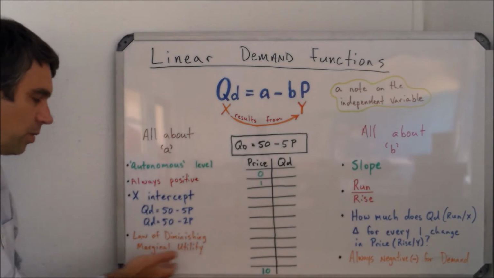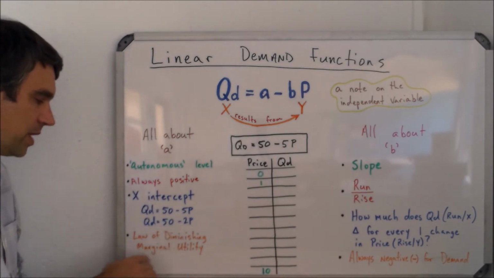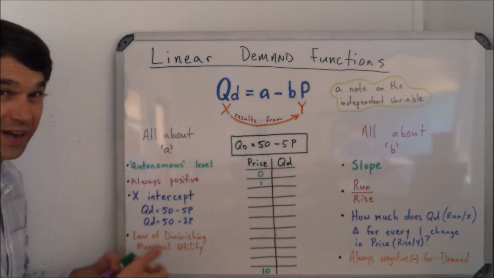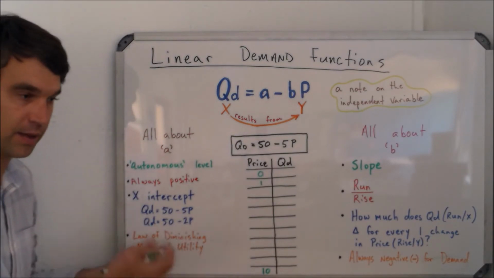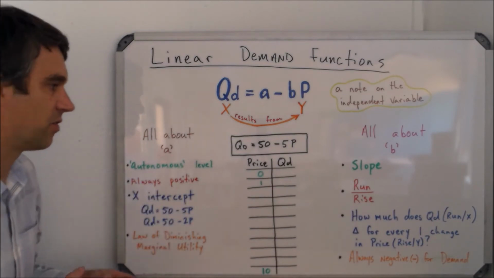There's only so much they can eat. Well, that relates back to what we saw in a previous video, which is the law of diminishing marginal utility. We don't want infinite amounts of anything in one time period, okay? So that's our justification for that.